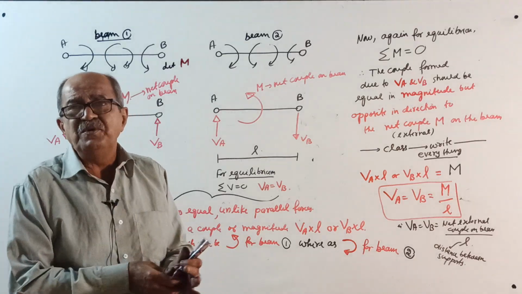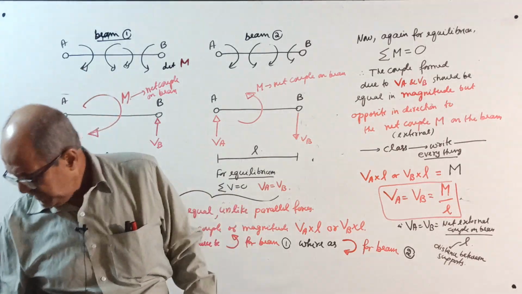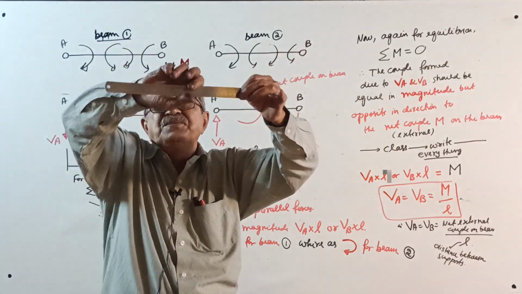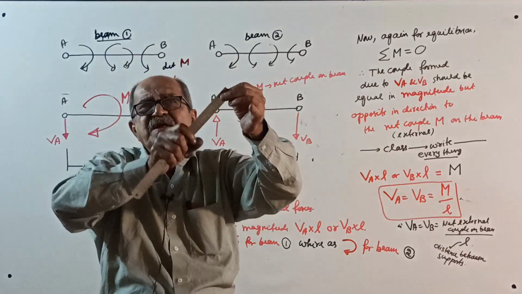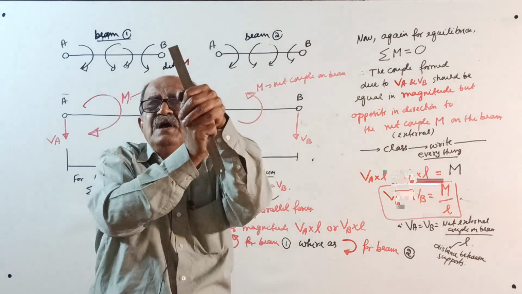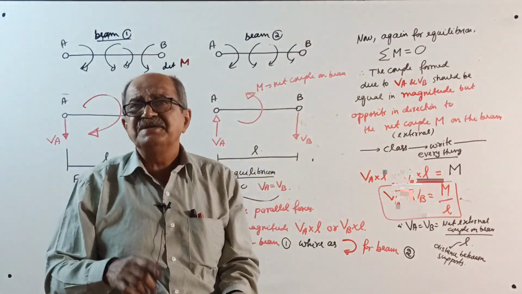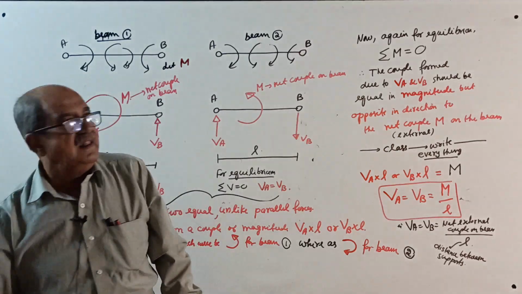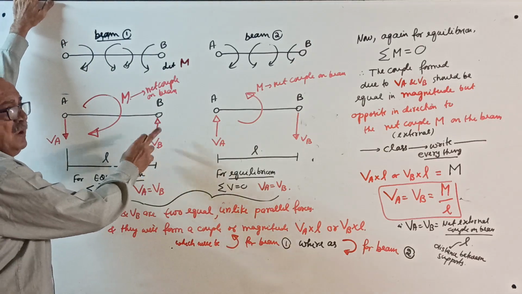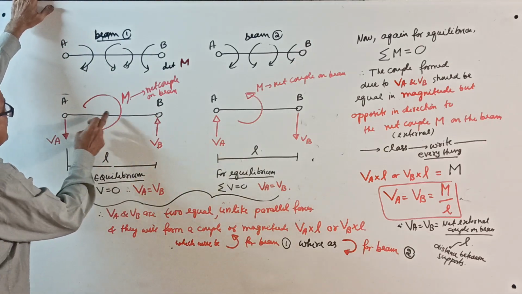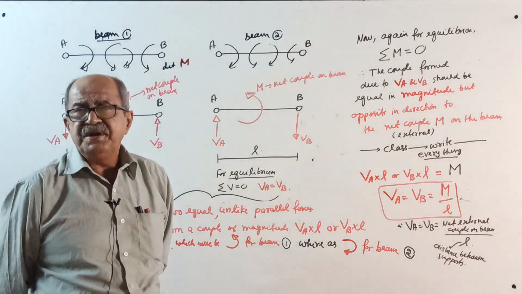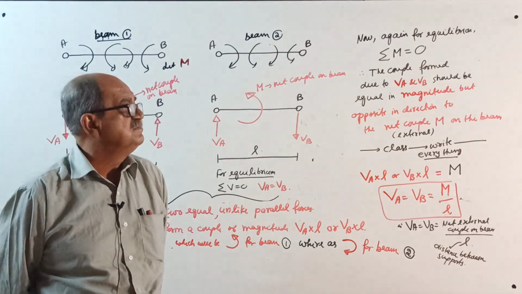See, correctly observe here. I will tell you something now. You take a beam. If you hold the beam here, if somebody rotates it, either clockwise or anti-clockwise, reaction will come. It will try to move the supports, so there will be reaction. So let VA and VB be vertical reactions for both the beams.